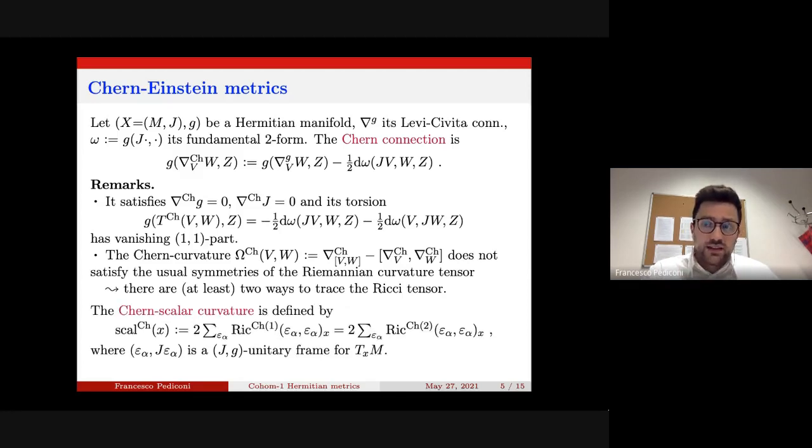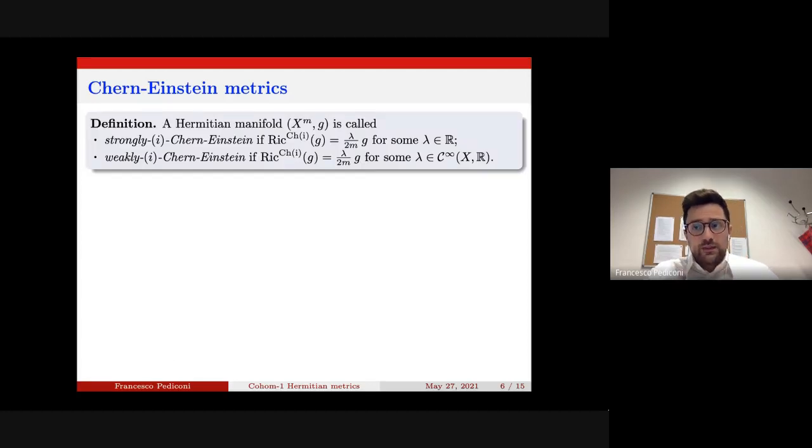Moreover, as in the Riemannian case, you can trace again the curvature in order to obtain the analog of the scalar curvature, which in this case we call Chern scalar curvature, which basically is the trace of both the Ricci tensors. If you take the trace of the first Chern-Ricci tensor, this is equal to the trace of the second Ricci tensor, and this trace is called the Chern scalar curvature. And it is just a smooth function on the manifold itself. So since we have these two complex analogs of the Ricci tensor, we can consider the analog of the Einstein condition in this context, okay?